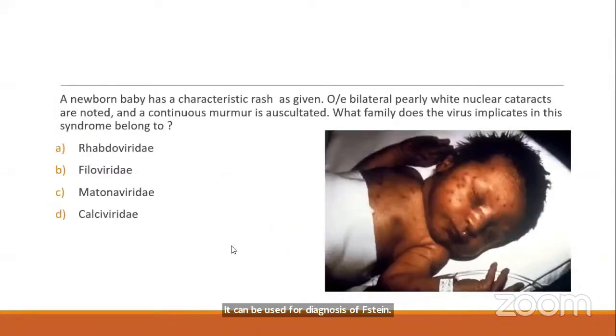So this is another question. Newborn baby having a characteristic rash, and on examination, eyes showed white nuclear cataracts and a continuous murmur is being auscultated. So what family does this virus belong to? So anybody, what is this particular clinical condition?